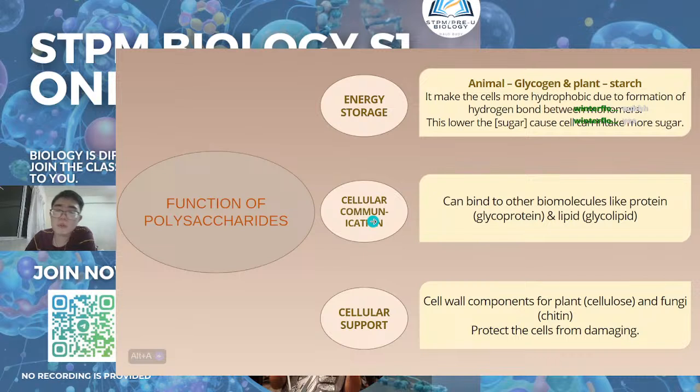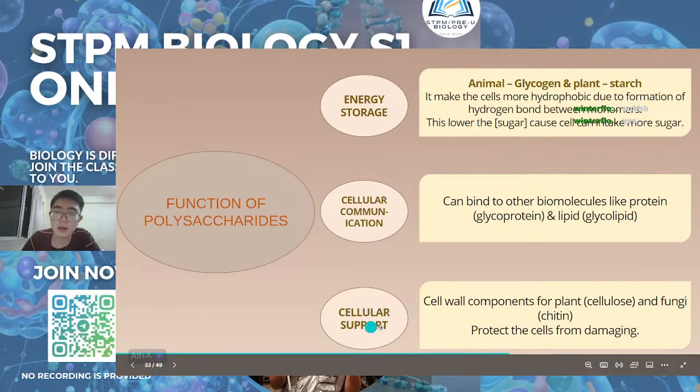Polysaccharides are also used for cellular communication. We have glycoprotein and glycolipid, right? You will see these terms in chapter 3, plasma membrane. These are carbohydrates bound to protein, and for the lipid, bound to lipid. That is why we call them glycoprotein and glycolipid. They act in cellular communication because they are normally bound to the plasma membrane. And for cellular support, I already mentioned the cell wall component in plants, and chitin in fungi.